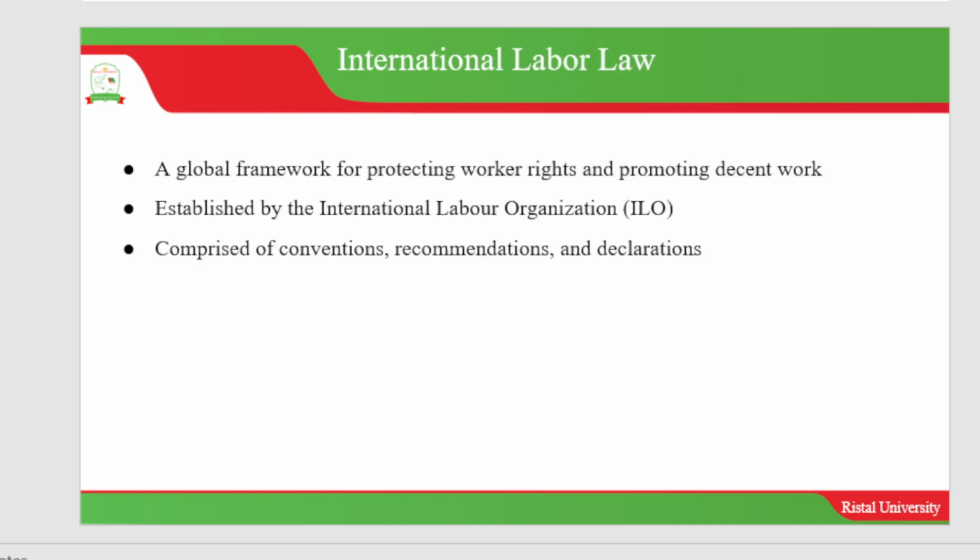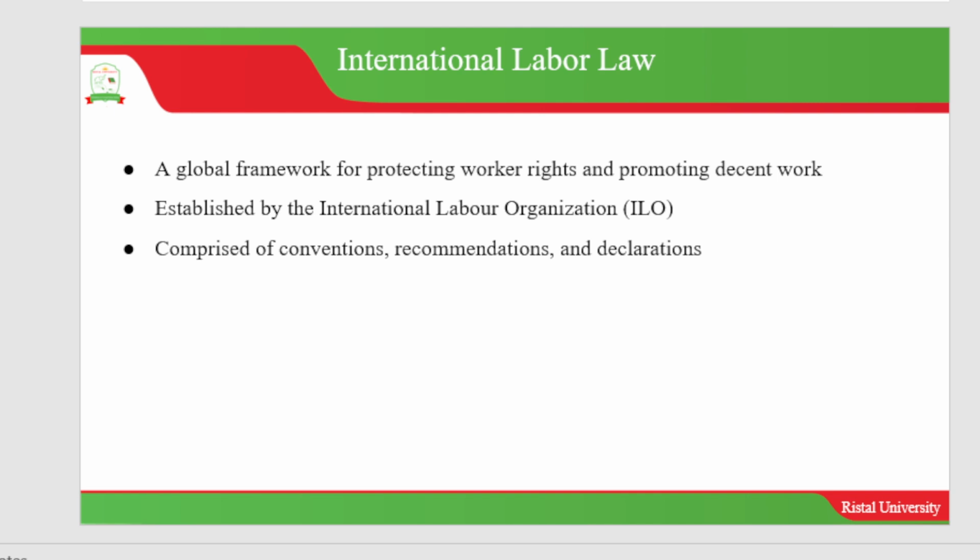So, having looked at the learning outcomes, now let us look at the international labor law, which is actually the center of every country's labor law. A global framework for protecting workers' rights and promoting decent work. So when we talk of the workers' rights in this context, we are referring to the right of the doctors, the midwives, the nurses, the lab technicians, and other health-related professions or employees.